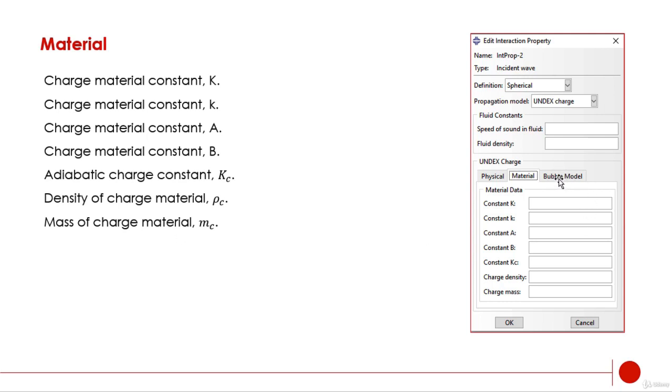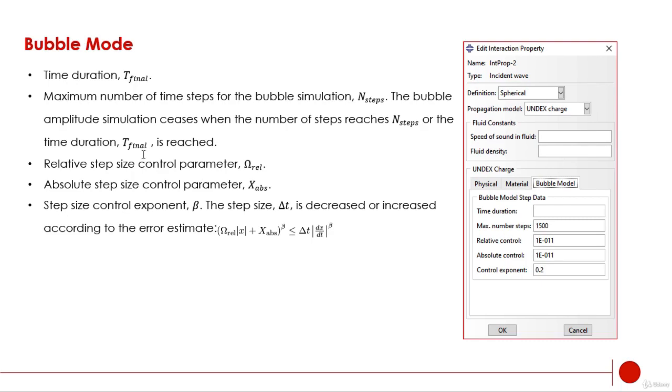And finally, the information about the bubble model. Here we need to provide a time duration, which is the time it takes for a bubble to be created after the explosion. Normally it's very small. Then we need to define the maximum number of steps and the relative step size control parameters. These are normally defaults defined by Abaqus, so we don't really need to change any of them. The only thing we need to change is the time duration for creating a bubble.